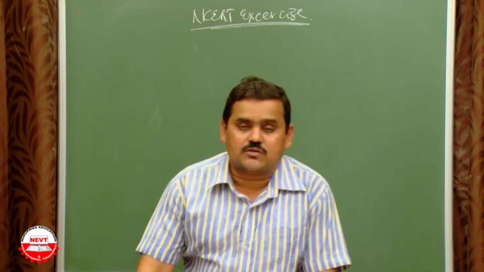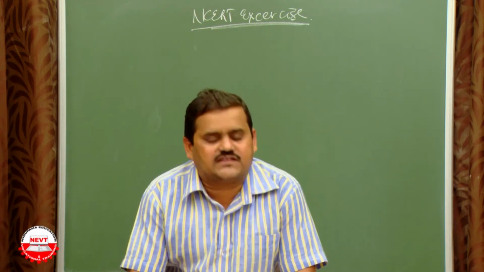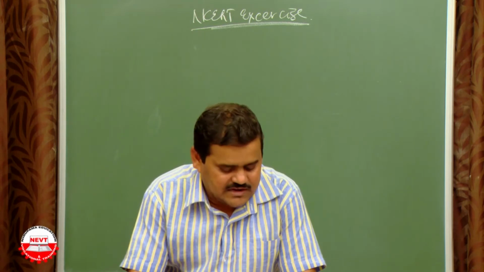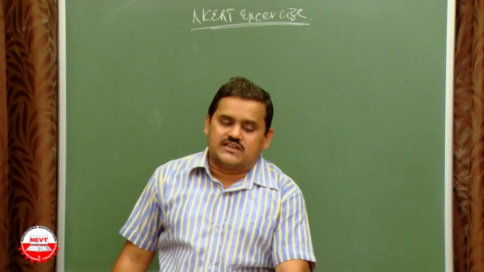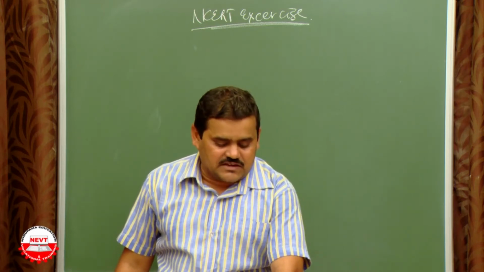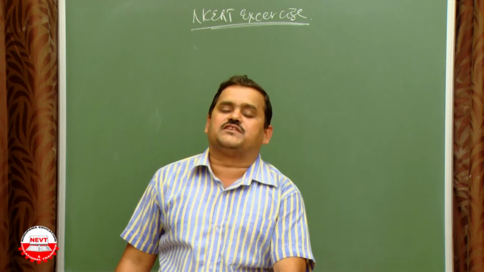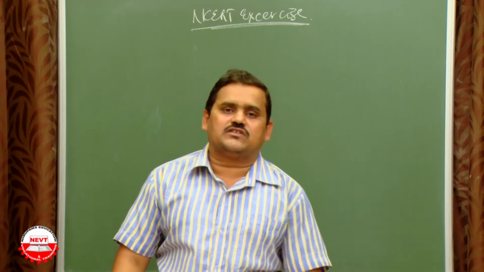Number 7. Why is ice at 273 Kelvin more effective in cooling than water at the same temperature? Questions number 7 and 8 always come in the exam, so just observe carefully. Ice at 273 Kelvin means 0 degrees Celsius. It is more effective in cooling than water at the same temperature. I am explaining first, then I will tell you the answer.